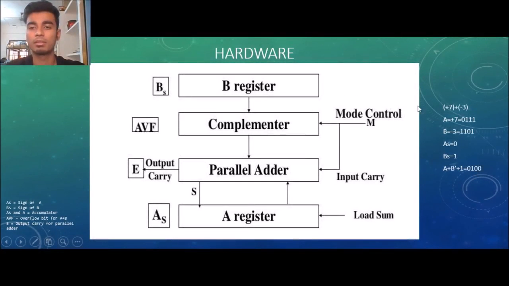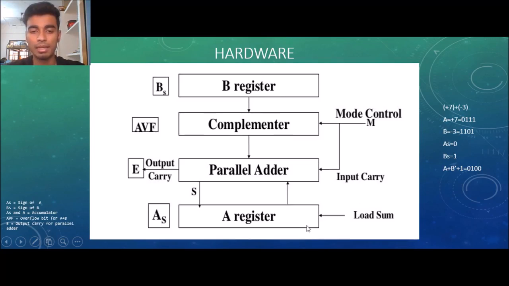In this example, we have A as plus 7 and B as minus 3. So A, which is plus 7, can be written in the form of 0, 1, 1, 1, and B, which is minus 3, can be written in the form of 1, 1, 0, 1. Therefore, AS is 0 and BS is 1. By AS XOR BS, we get 1. Therefore, the mode bit will be 1 and the input carry will be 1 as well.